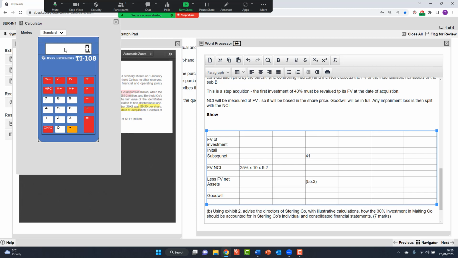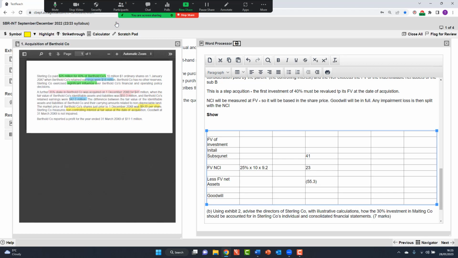So we've got here 25%. Yeah, and we're multiplying that by 10. Oh dear, didn't need to do that, did I? Then multiply that by 9.2, and that should give us a figure for the non-controlling interest, which we've calculated. And each of these numbers we're going to calculate is going to get us a mark, I'm sure of that.